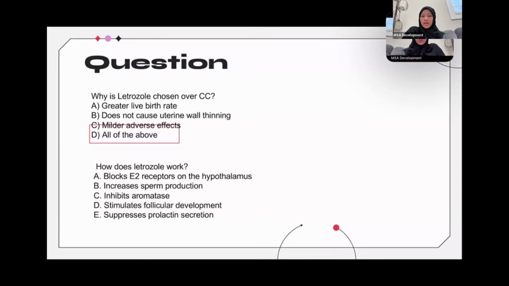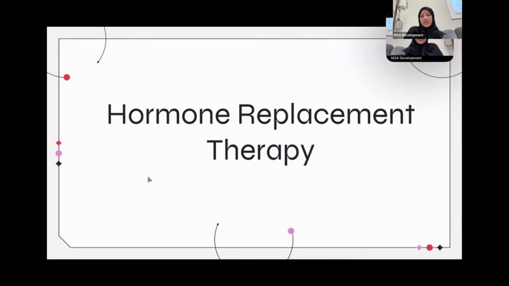How does letrozole work? Which is the other question. It inhibits aromatase. Okay? Aromatase inhibitor. No, so nothing like it does not affect receptors. This is for the clomiphene citrate. A is for clomiphene citrate.